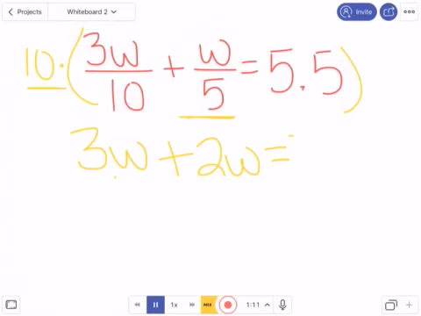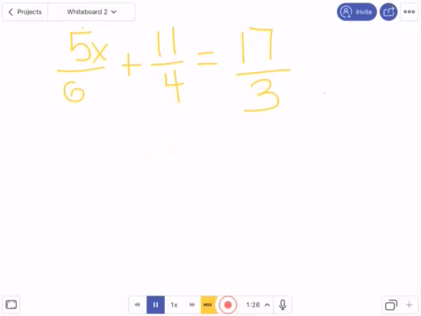All right, so let's look at an example that's a little bit harder than that first example. This one has three different denominators, 6, 4, and 3. So the smallest denominator that you could come up with would be 24. So 24 is what you're going to want to multiply this equation by.